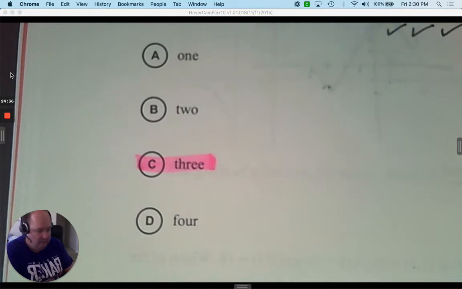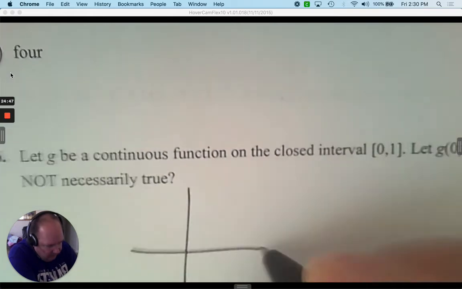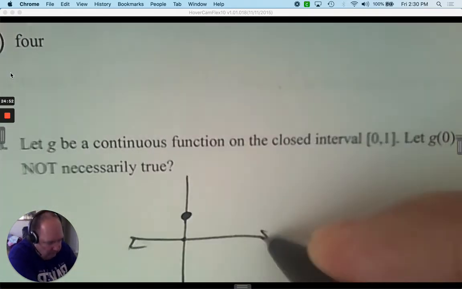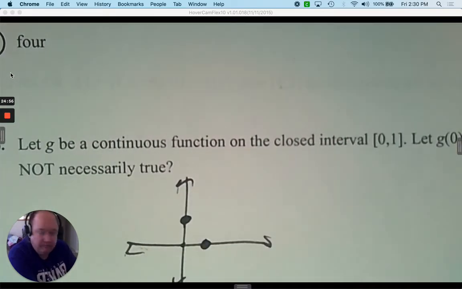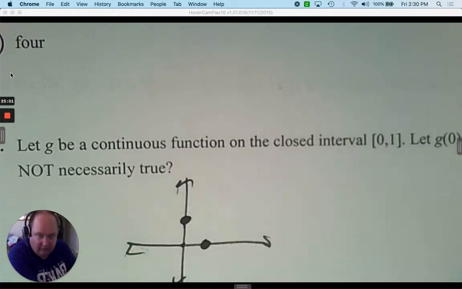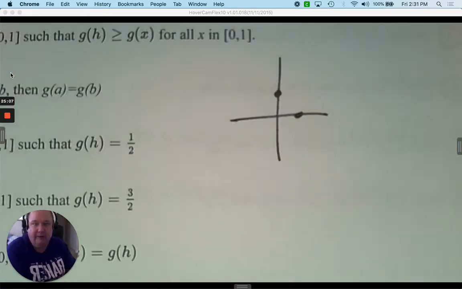Number 16. Let g be a continuous function on the closed interval from 0 to 1. g of 0 equals 1. I'm going to graph it. g of 0 equals 1, and g of 1 equals 0. Which of the following is not necessarily true? So that's what I have. I'm going to put that over here too, just so I can see it and remember it. That's all I know right now from 0 to 1.